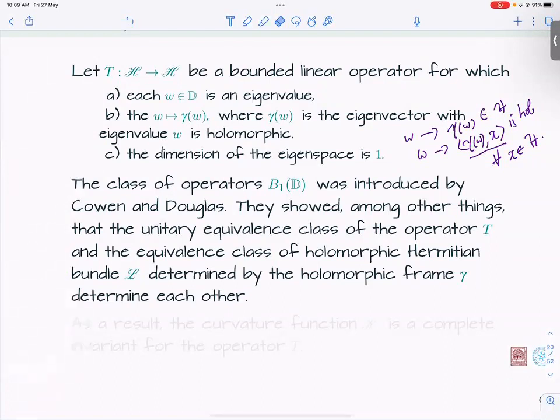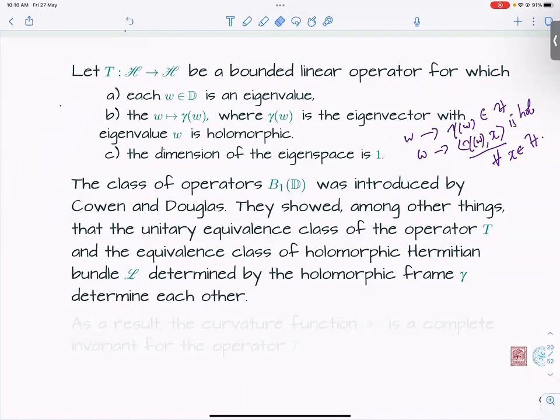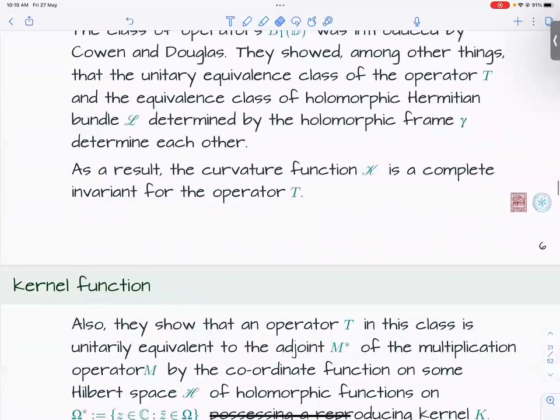Although putting these dots and making these lines, in the complex geometry language, this is called a line bundle or a vector bundle or something. And the map that I wrote down just now, theta omega, is a bundle map. It's called a bundle map, but it's nothing but a map that takes eigenspaces to eigenspaces, okay? So that is our Cowan-Douglas class.